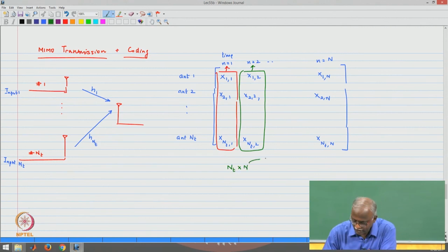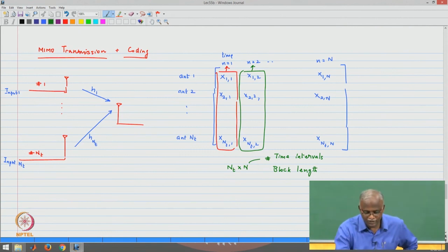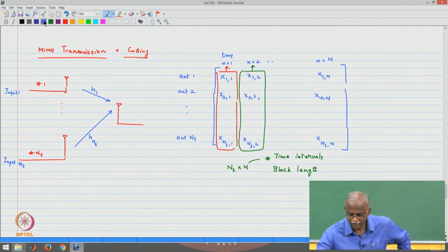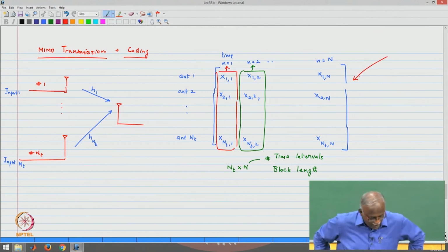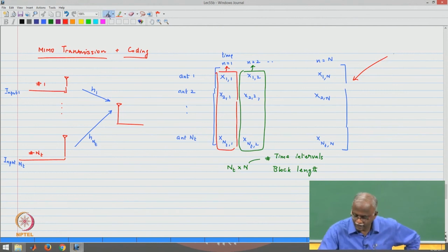So, we now have this matrix which is NT cross n. This corresponds to the number of time intervals, and we can also refer to it as the block length of the block. So, NT antennas and block length equal to n. This matrix that we transmit is what we refer to as the code word, or the information that is being transmitted.